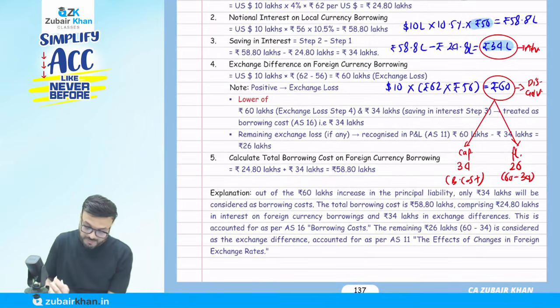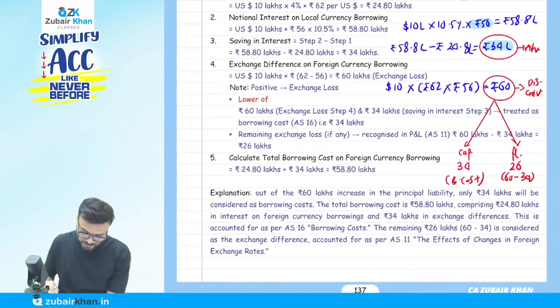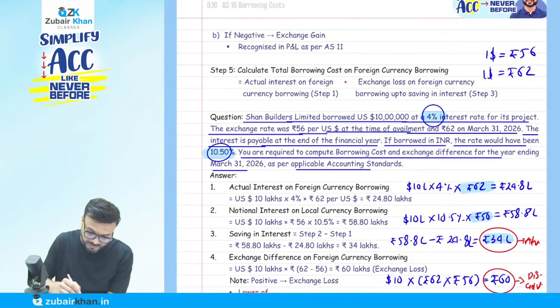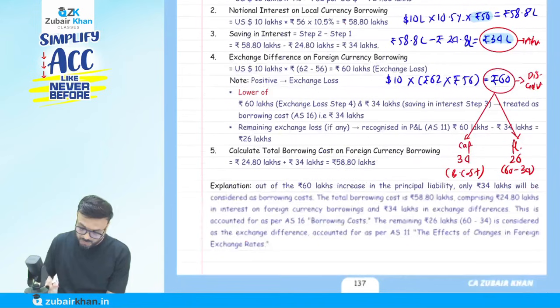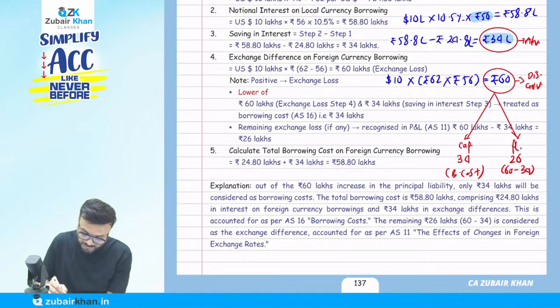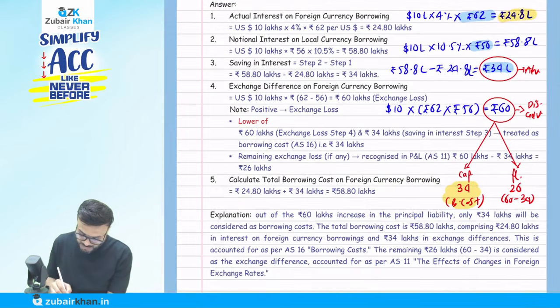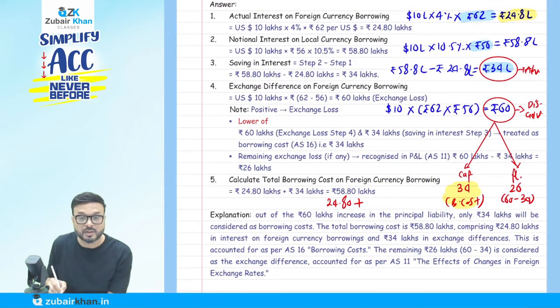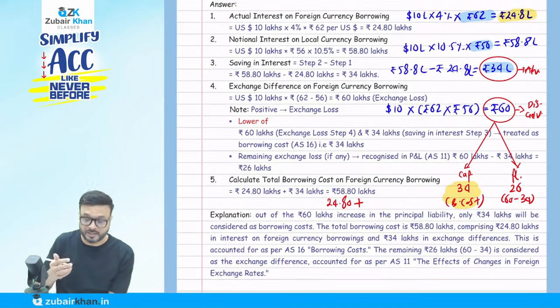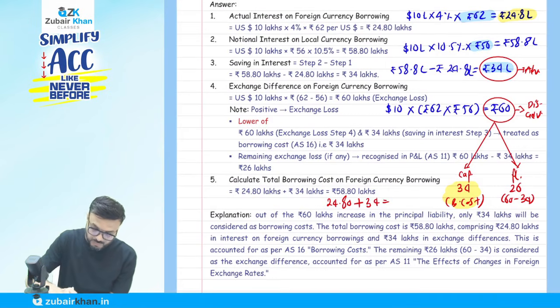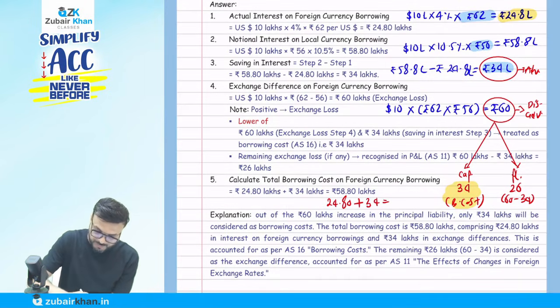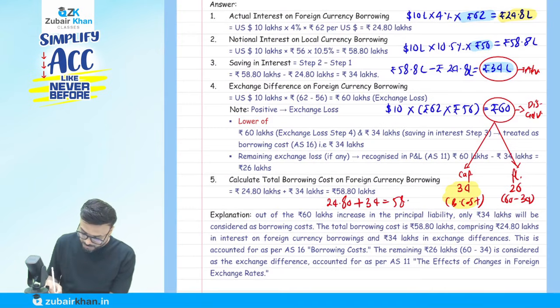Now the next step. The fifth step is that they are asking how much the total borrowing cost is. This is the borrowing cost that we have capitalized here. And this is the actual one that we know. The total borrowing cost, actually I have paid 24.80 plus the exchange loss that we can capitalize, that is 34. So this 24.8 plus 34, that is coming to 58.8. It will be capitalized in total.